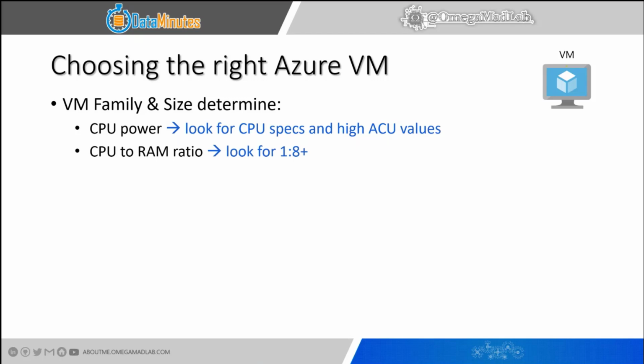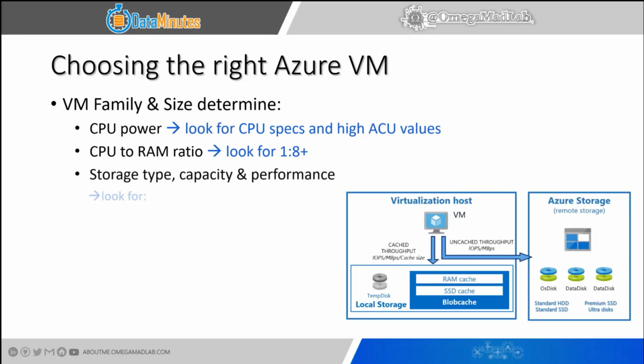Then, each family has its own CPU to RAM ratio. And if you are working with a production SQL Server workload, you will probably need at least 8 gigabytes of RAM for each core of your virtual machine. And then family and size also govern the storage aspects of the virtual machine. In this area, you should look for a virtual machine that offers you access to premium storage like premium SSDs and ultra disks.